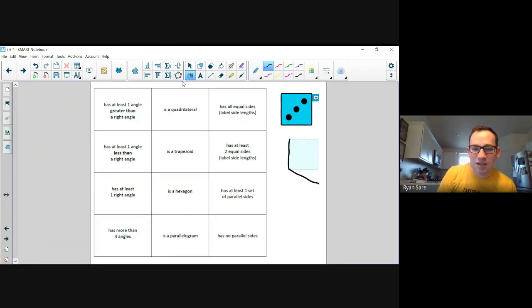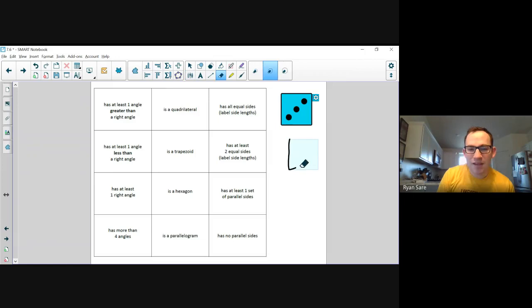If it asks us to do less than a right angle, then I'm just going to erase this line to show you. We want to make sure that it comes in before that point. So that's less than 90 degrees. It's not quite as big as the corner of a piece of paper. And then this last one has more than 4 angles. And that might cause a problem depending on what we get. I'm not sure how that'll work with some of these, but let's go ahead and look.